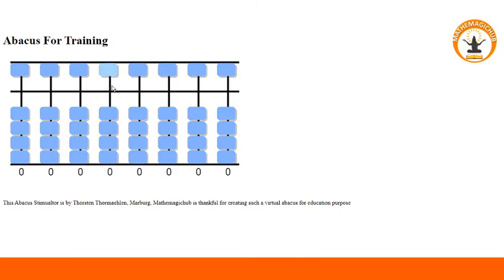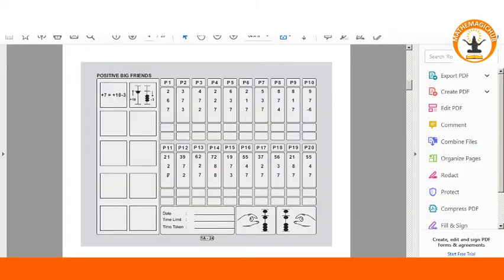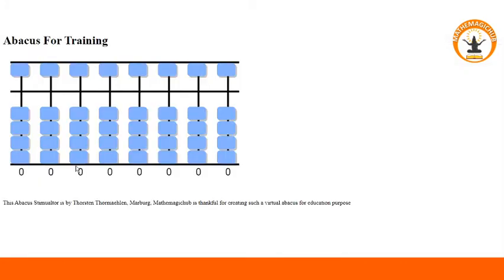One more example. 21, add 2 and add 7. 21 add 2, for 7 add 10 and less 3. So the answer is 30.